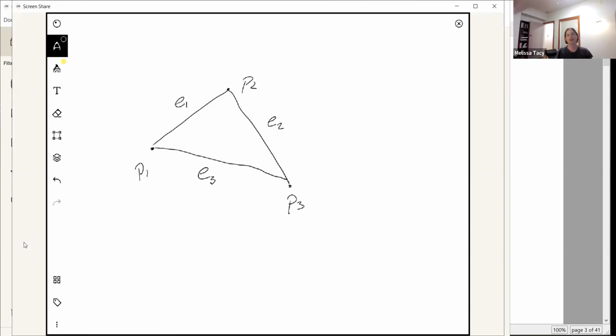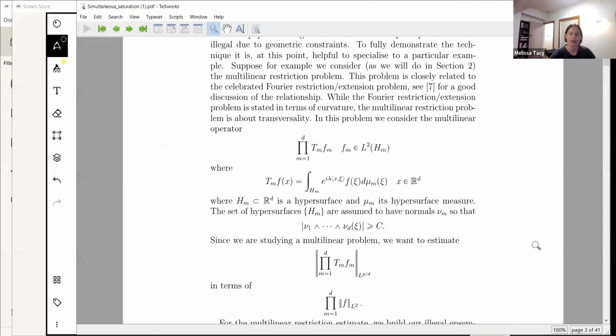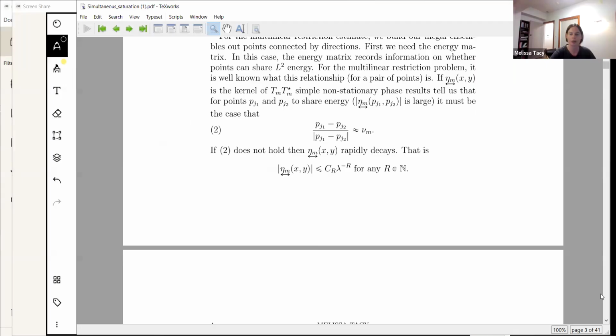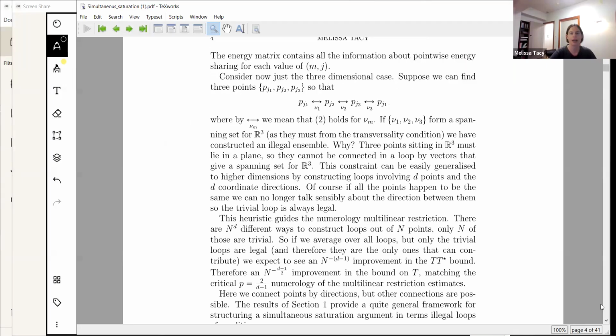So here is my obstruction. 3 points in three-dimensional space have to lie in a plane. So there is no way they could be connected up by these three coordinate vectors. So this gives me my obstruction and my limit on my number of points that I can construct. Okay, so this little part is just discussing that in a bit more detail and how you construct these paths.